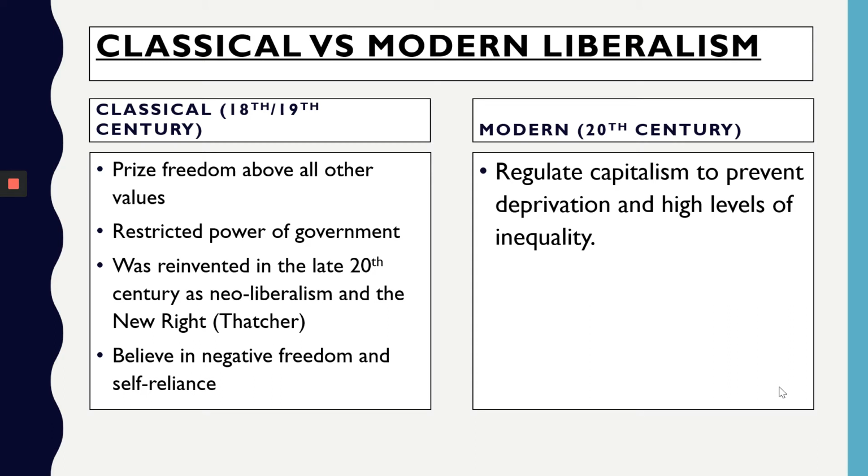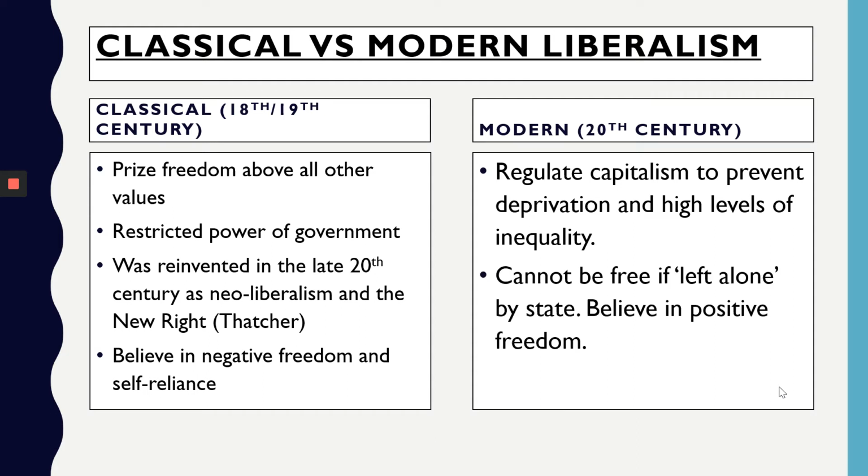Modern liberals want to regulate capitalism to prevent deprivation. So they actually think the state should intervene. So it's less restricted than classical liberalism. Actually, the government has a responsibility to not get rid of capitalism, but moderate it and make sure that it doesn't become too pervasive. And they think that high levels of inequality that capitalism produces should be controlled by the state.